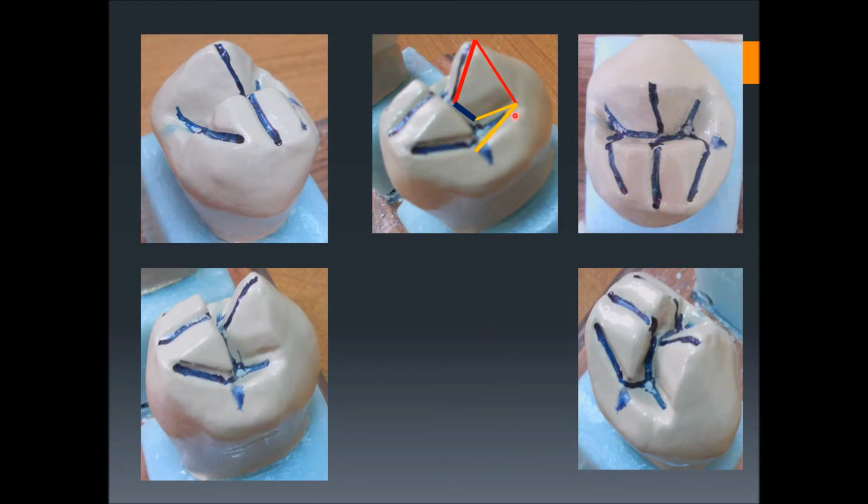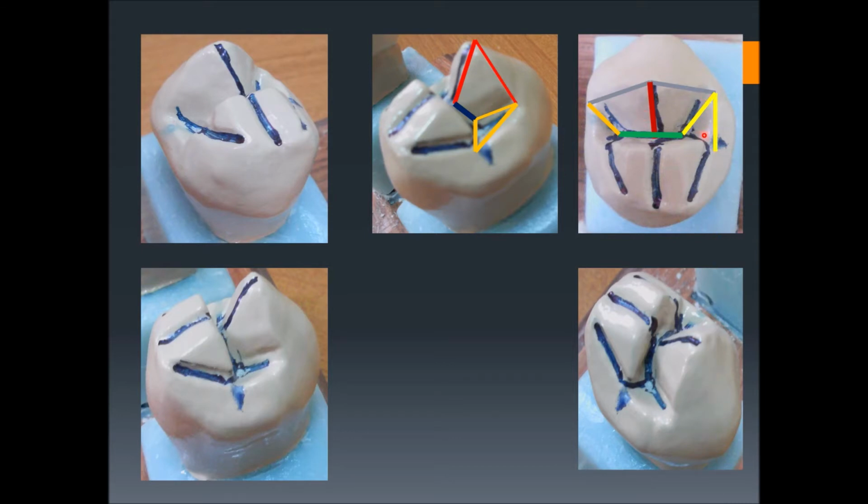If we put a line, the yellow line, on the area of the marginal ridge and the area of the base of the cusp, and we continue the line, it is another triangle. Look at this image. This is from the cusp tip to the central developmental groove. If we put a line from the cusp tip to the mesial marginal ridge, another line to the distal marginal ridge, and continue the mesial triangular fossa, the distal triangular fossa, and the central developmental groove, these are the triangular ridges of the buccal cusp.